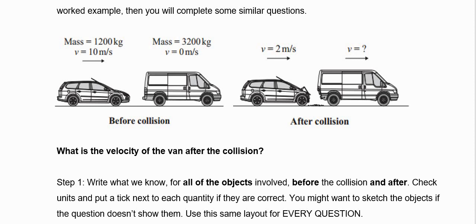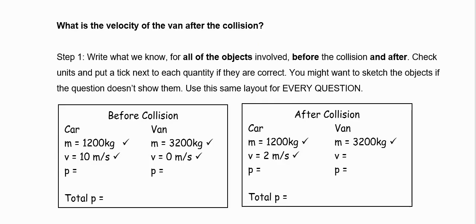I'd like you to follow through these step-by-step methods every single time you do one of these questions. It's a lot easier to do it if you do it on paper than if you do it using, let's say, Word, but I'll have a go and try it with Word anyway. First step, draw 2 boxes. Label 1 before collision, 1 after collision. You can draw a little sketch if you want to show the objects, or you can just name them. Here I've chosen just to name them, call them car and van.